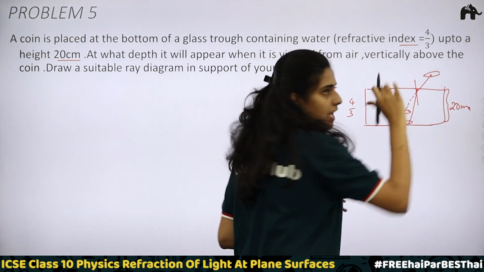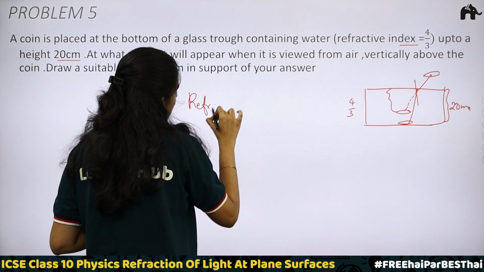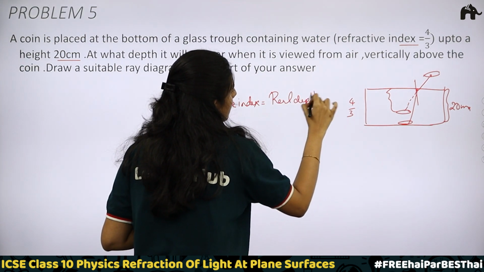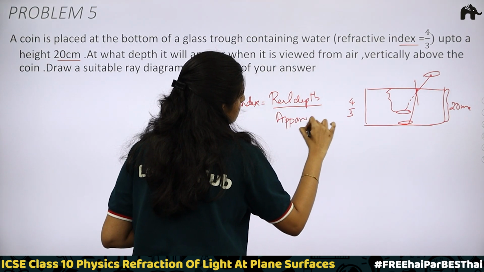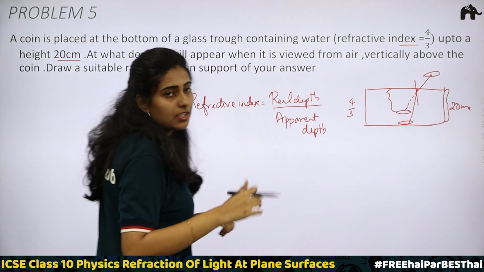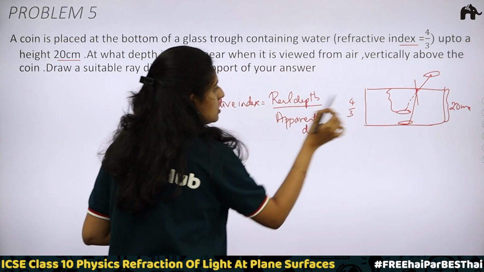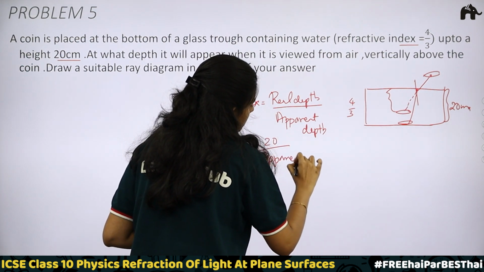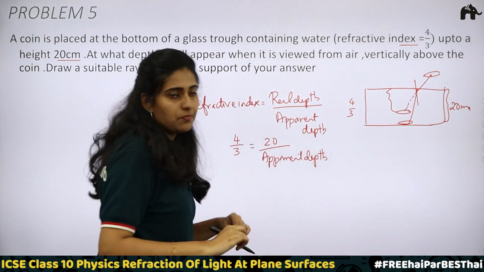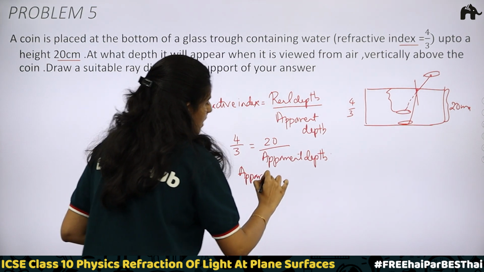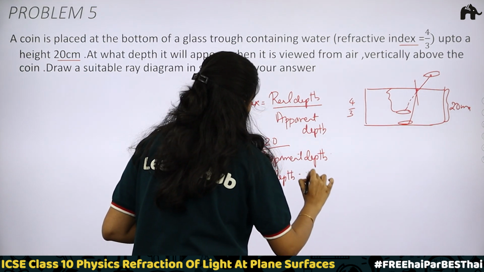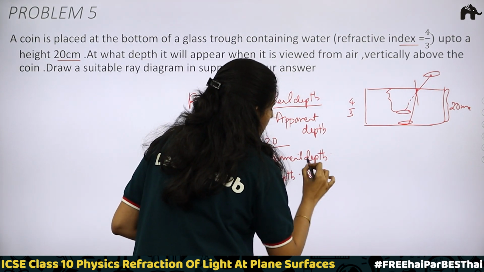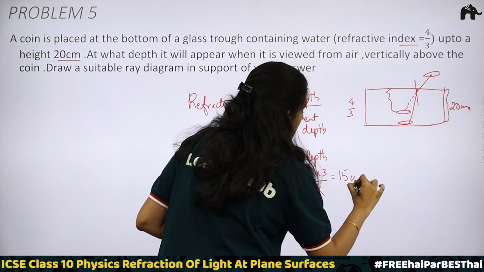Now let's calculate the apparent depth. We know that refractive index is equal to real depth divided by apparent depth. So here what is the real depth? The actual depth at which the coin is placed, which is 20. We know the refractive index 4 by 3 is equal to 20 divided by apparent depth. Then apparent depth is equal to 20 into 3 divided by 4. You take the reciprocal and multiply on the opposite side. 4 and 20 cancel, we get 5. 5 into 3 is 15. 15 centimeter is the apparent depth.